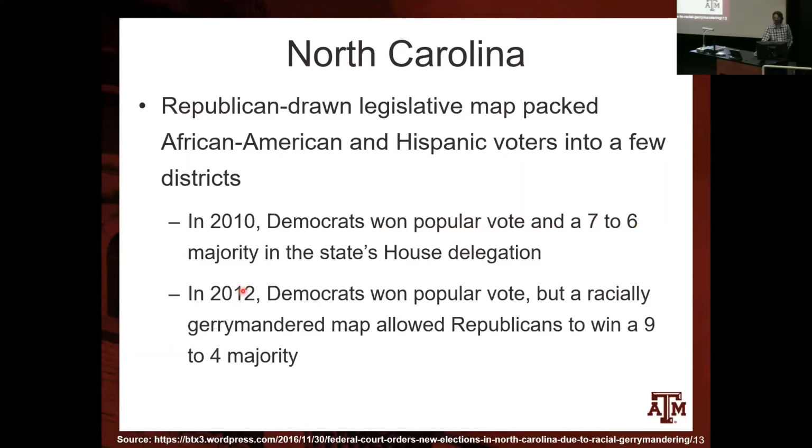In 2012, after this new map was created in North Carolina, putting African American and Hispanic voters, who usually vote more Democrat, all together in a specific area, Democrats still won the popular vote. But because the state representatives are selected within each congressional district, this gerrymandered map allowed Republicans to win 9 seats and Democrats only 4. 7-6 switched to 9-4, but the popular vote, in both cases, Democrats still won.